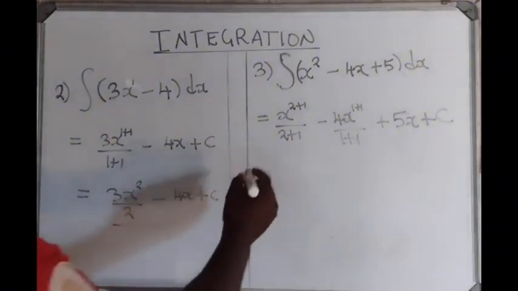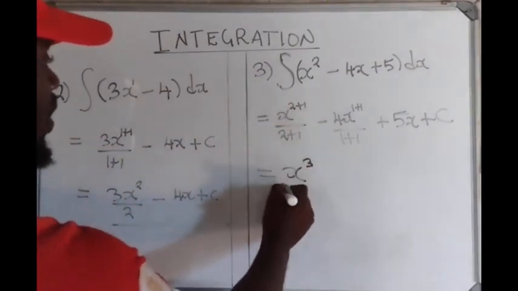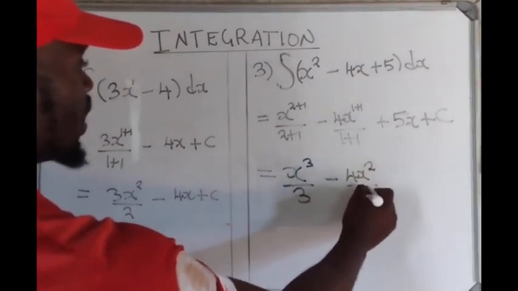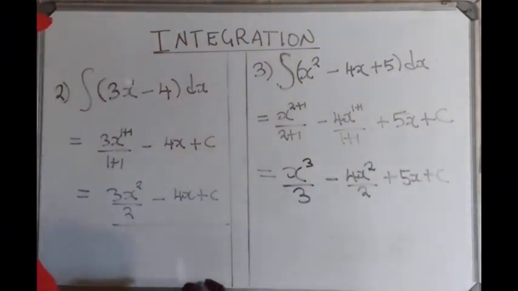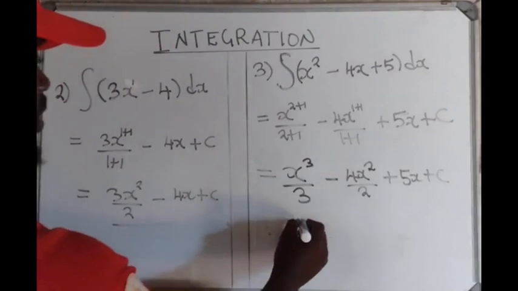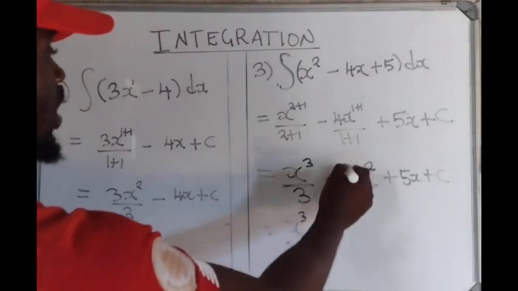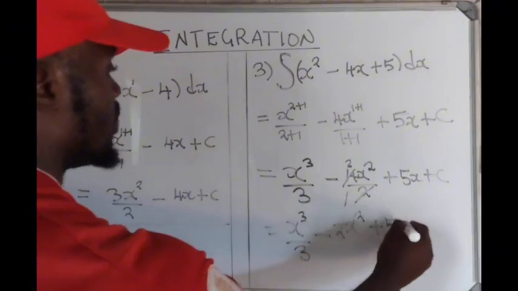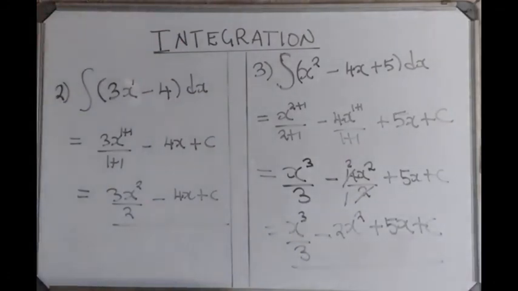So what's next from there? Let's just add the powers. So we get something like this: x, 2 plus 1 is 3, again here over 3, minus 4x to the power 2, again over 2, plus 5x plus c. So from here we write x to the power 3 over 3 minus 2 here 1, 2 here 2, so 2x squared plus 5x plus c. So that is our answer. We have integrated that function.